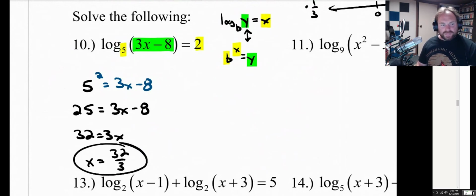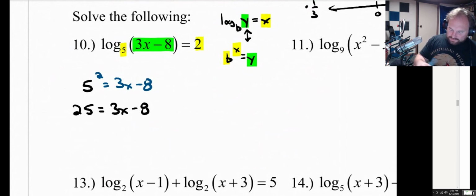10.6 repeating. There you go. Unless I made a math mistake. Oh, I made a math mistake. When you add 8, it's 33. I'm a ding dong. Don't at me.